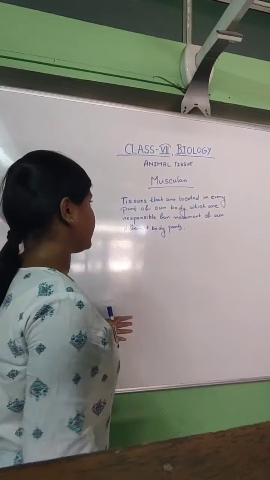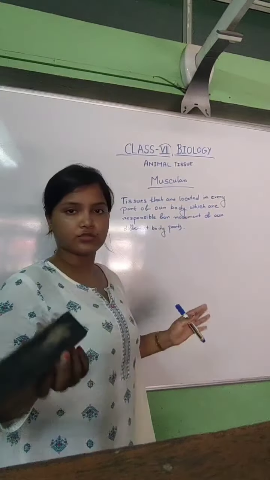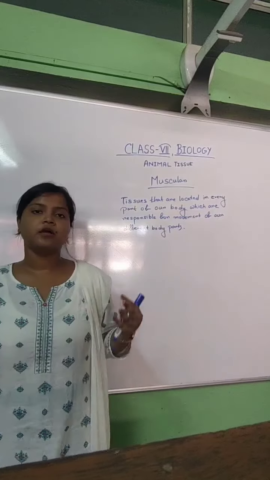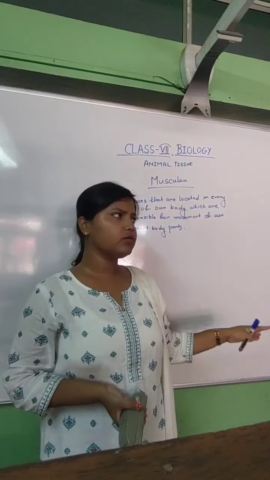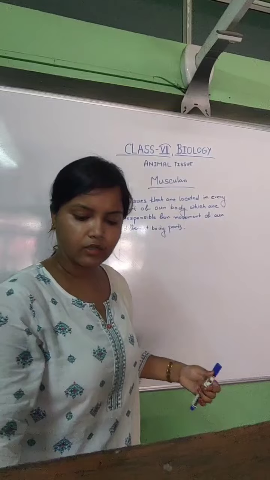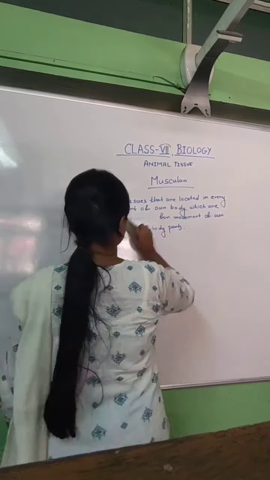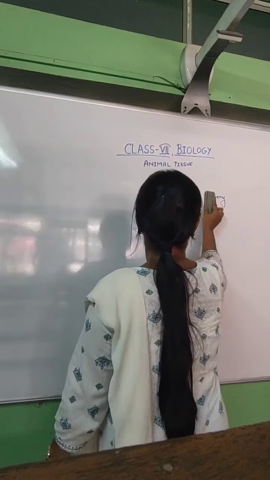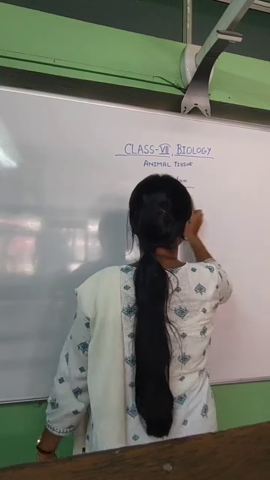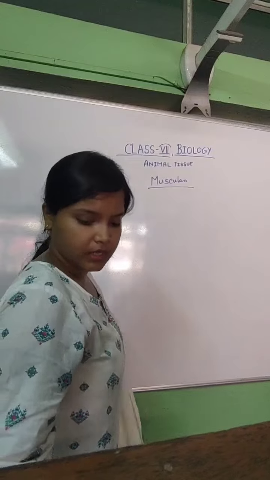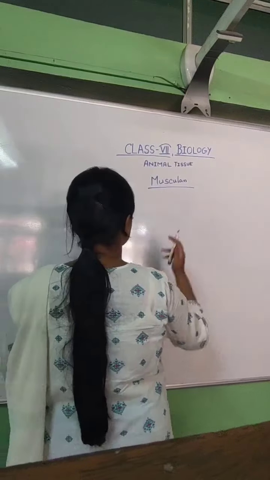Now moving to the types. What types of muscular tissues are there? Obviously, there are three types of epithelial tissue we have studied. Now muscular tissues also have types. Let me write that first. You don't need to write the definition here; I will give that in the study material. Now just listen.